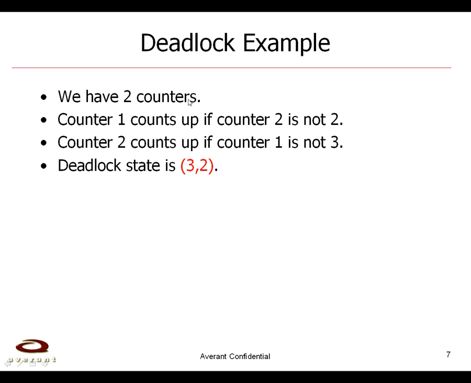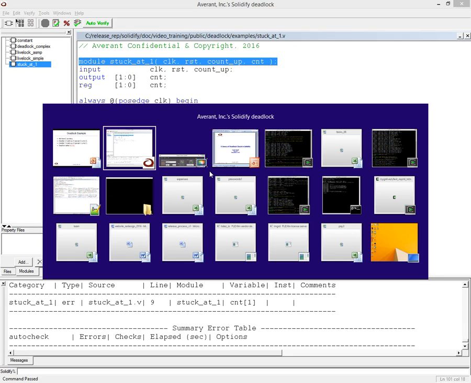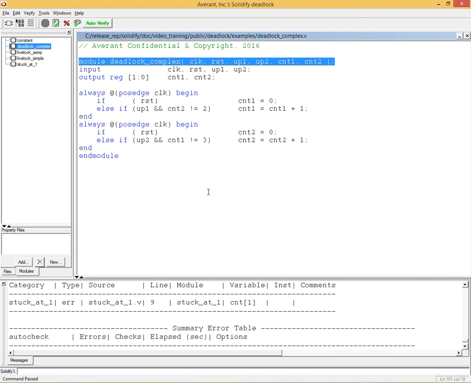And in this example, we have 2 counters. And the first counter counts up if the second counter is not 2. And the second counter counts up if the first counter is not 3. So in this case, the value 3.2 is a deadlock state. So let's look at the example.